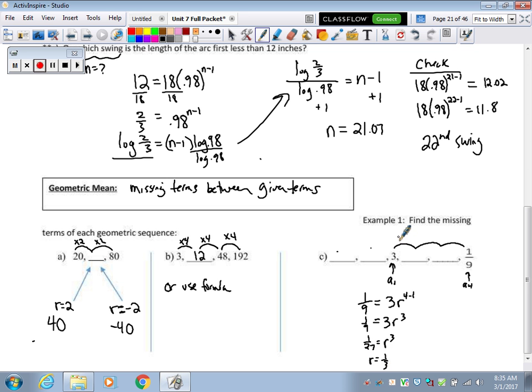So that means 3 times 1/3 would bring me to a 1. Times 1/3 again, that would bring me to a 1/3. Times 1/3 again, that would bring me to a 1/9. So if you were going to back it up, you've got to multiply by 3 to go backwards: multiply by 3, multiply by 3. I'm not saying you couldn't have figured that one out without the formula, but I just want to show you the formula will always work.